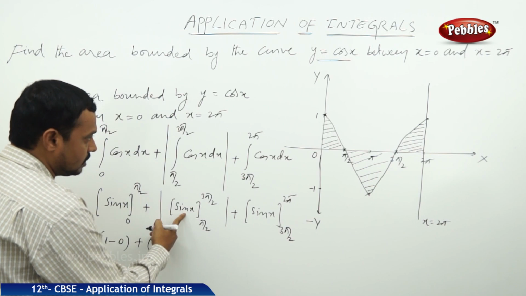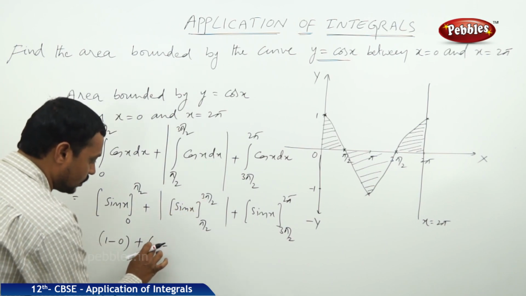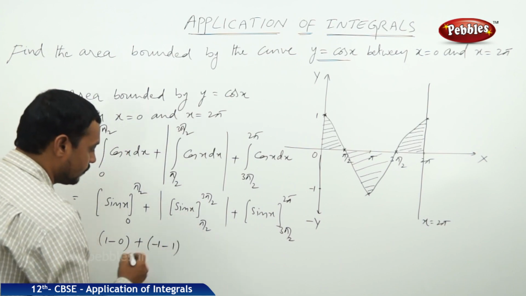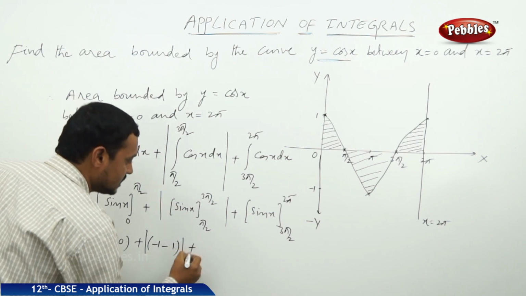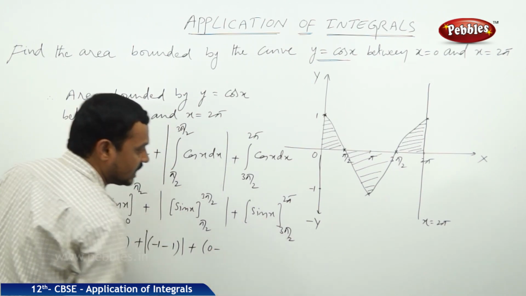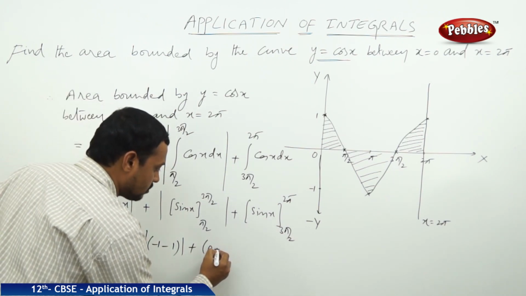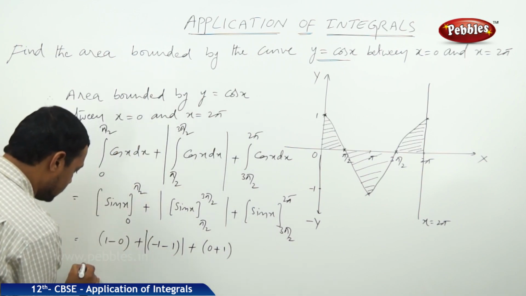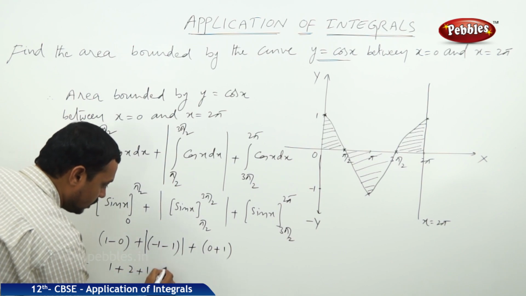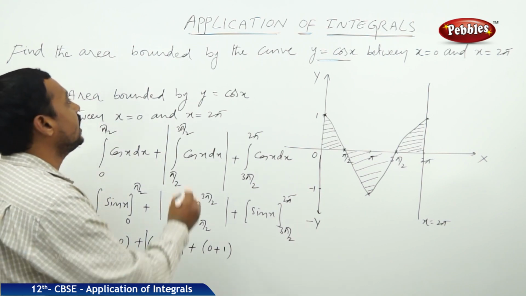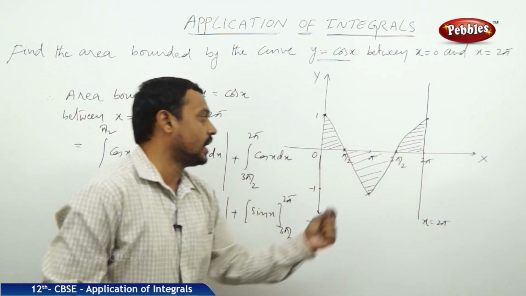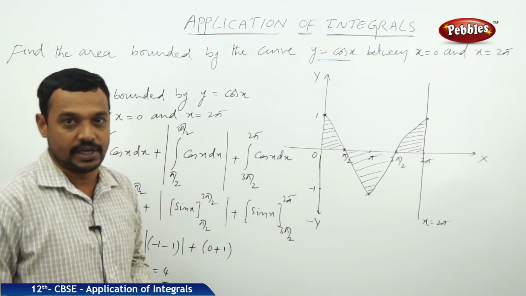Sin 3 pi by 2 is equal to minus 1. So sin pi by 2 is equal to 1 under modulus, plus sin 2 pi is equal to 0, minus sin 3 pi by 2 is equal to minus 1. That means minus of minus, plus 1. Hence it is 1 plus modulus of minus 2, that is 2, plus 1. So therefore the area bounded by the curve y is equal to cos x between x is equal to 0 and x is equal to 2 pi is 4 square units.